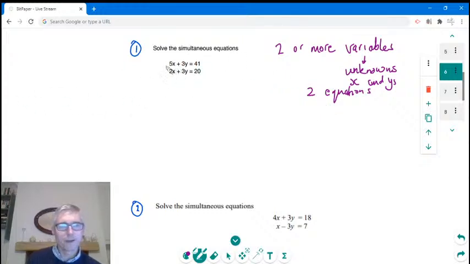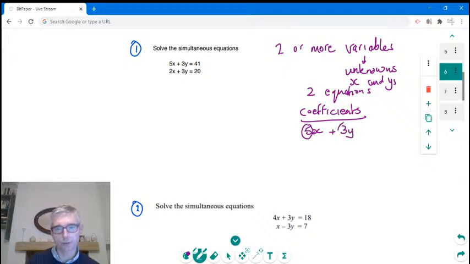So the way we do it by elimination is we usually subtract one of the equations from the other, and we need to look at the coefficients on the x's and the y's. The coefficients means the numbers that are multiplying the x's or the y's. So we can see in the first one, we've got 5x, so the coefficient would actually be the 5. And we've got a 3y, so the coefficient for the y in the first equation is 3.